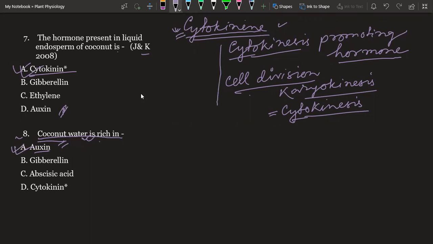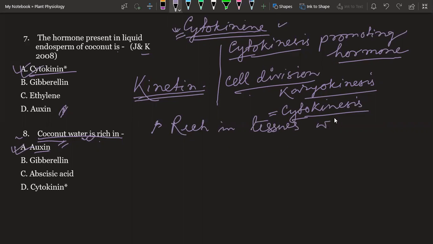Cytokinin was identified, discovered as kinetin. It is found in the regions where it is produced, or it is rich in tissues where rapid cell division is there.